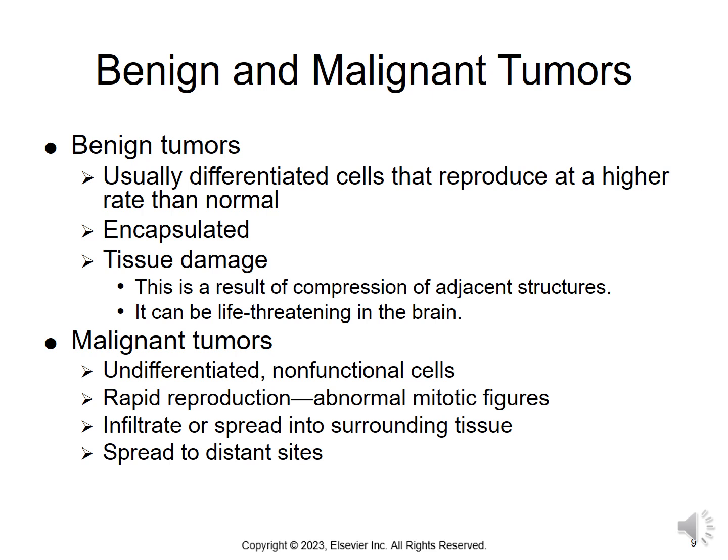Malignant tumors are usually made up of undifferentiated, non-functional cells that do not appear organized. The cells will reproduce more rapidly than normal and often show abnormal mitotic figures. These cells have lost cellular connections with each other. Reproduction is not inhibited in the presence of other similar cells. These cells will vary in size and shape.